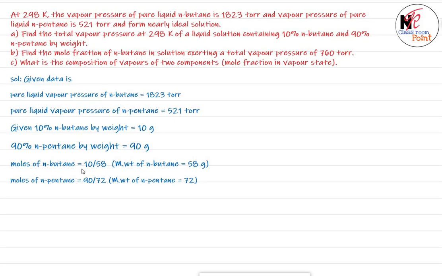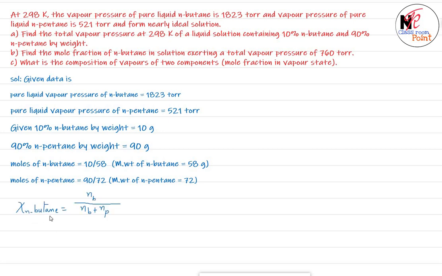So moles of N-butane, the number of moles, equals weight divided by molecular mass. Weight is given as 10 grams. Molecular mass of N-butane is 58 grams, which I substituted over here. And moles of N-pentane is again the weight of the pentane divided by the molecular mass of N-pentane. Weight is 90 grams. Molecular mass of N-pentane is 72 grams. Now let us take the mole fraction formula and calculate the mole fraction of N-butane.